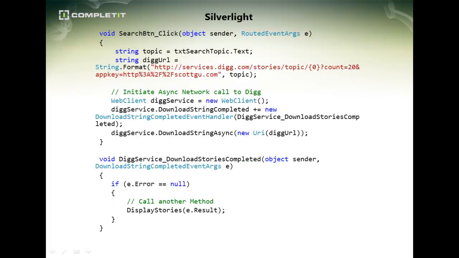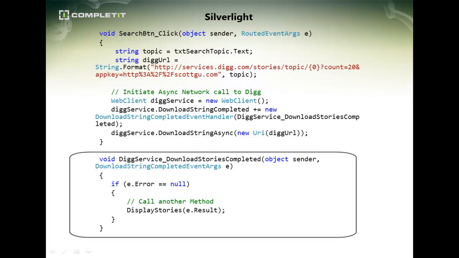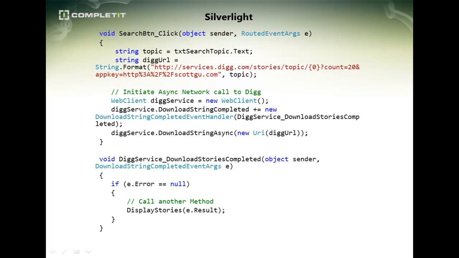Here is a very quick sample of a Silverlight application, and inside of this Silverlight application we see we are using WebClient to initiate the async network call to Digg. Then we have our DownloadStringCompleted, and then after that we have our void DiggService_DownloadStoriesCompleted with an e.Error equal to null. We can call another method or whatnot.